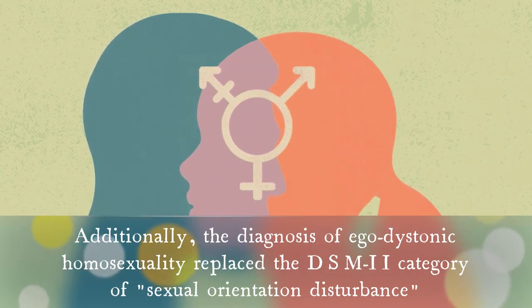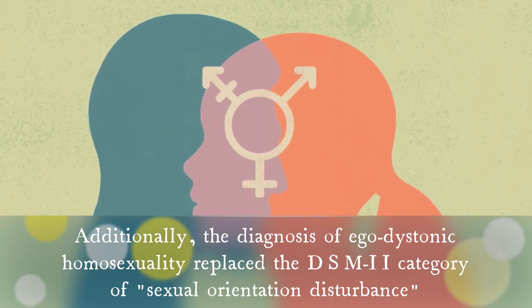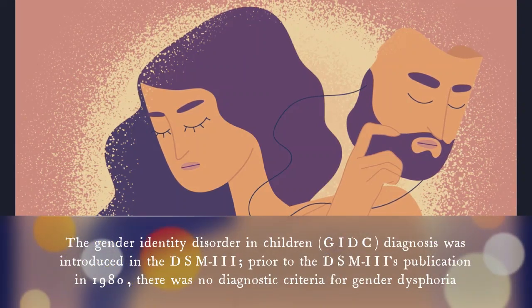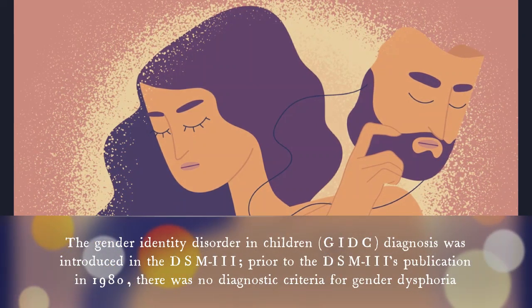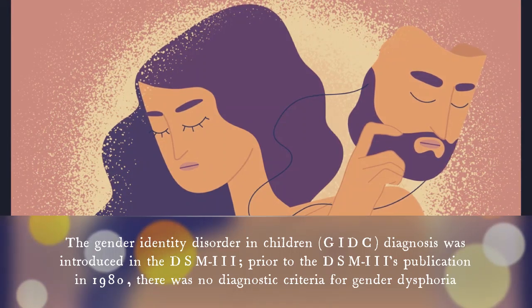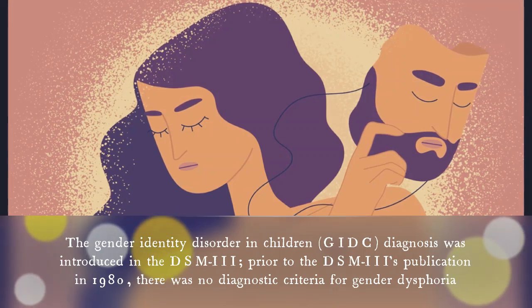Additionally, the diagnosis of ego-dystonic homosexuality replaced the DSM-II category of sexual orientation disturbance. The gender identity disorder in children (GIDC) diagnosis was introduced in the DSM-III prior to its publication in 1980. There were no diagnostic criteria for gender dysphoria.